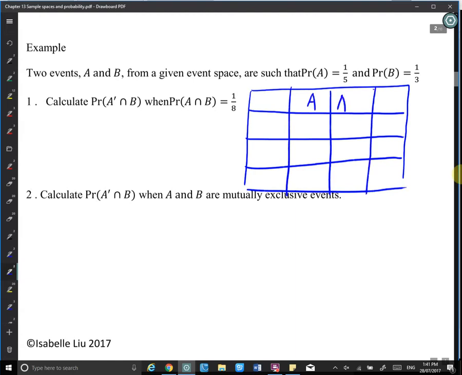Okay, A dash, B dash. And I know the value of the intersection is 1/8. Probability A is 1/5. Probability B is 1/3. I want to work out A dash intersects B, which is this one. So I just use 1/3 to subtract 1/8. That is 5/24.